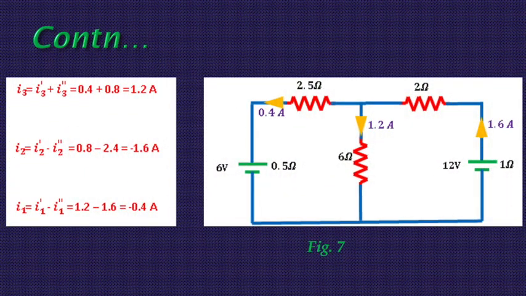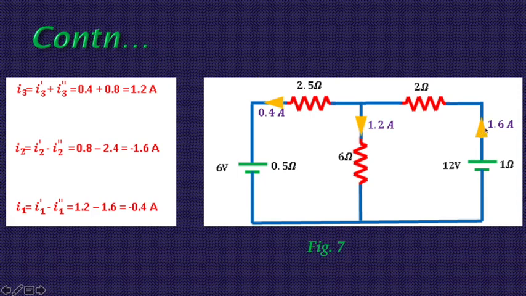From the above values, it is clear that as per figure 7, current passes through the 6 ohm resistance. That means I3 dash and I3 double dash are in the same direction. That means the total current is equal to 0.4 plus 0.8 equal to 1.2 ampere.